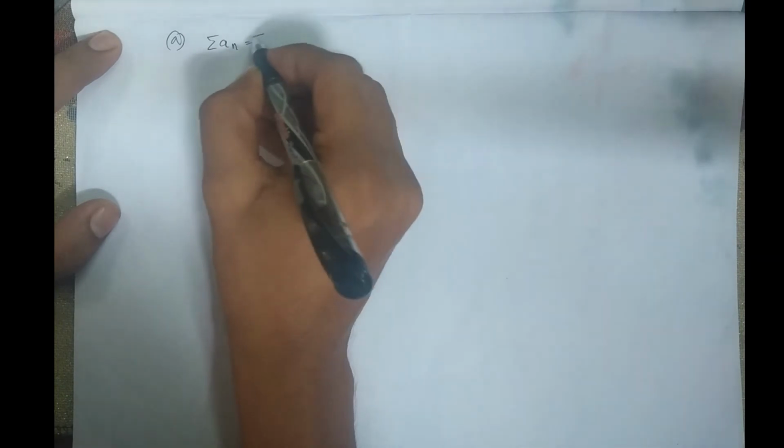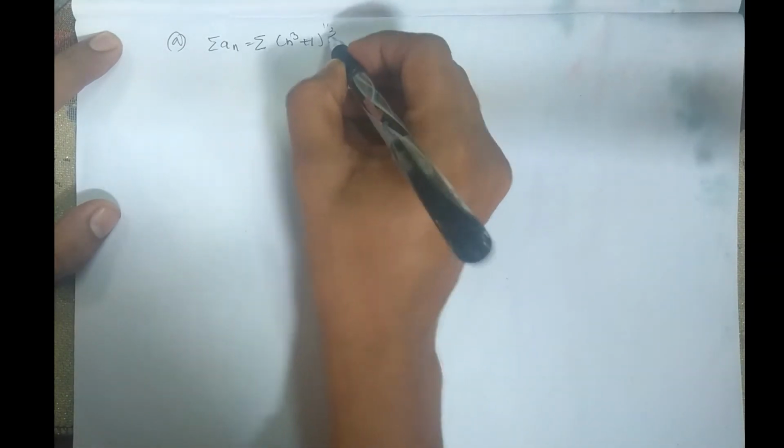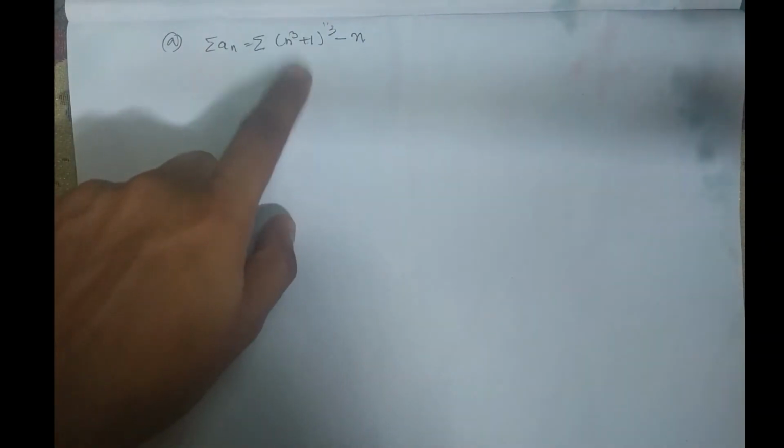So without further ado, let's get started. What the problem says is, given three series, we have to check whether these series are convergent or not. The first series says sum of a_n, where a_n is (n cube plus 1) raised to 1 by 3 minus simply n. Okay, we have to check whether this series is convergent or not.